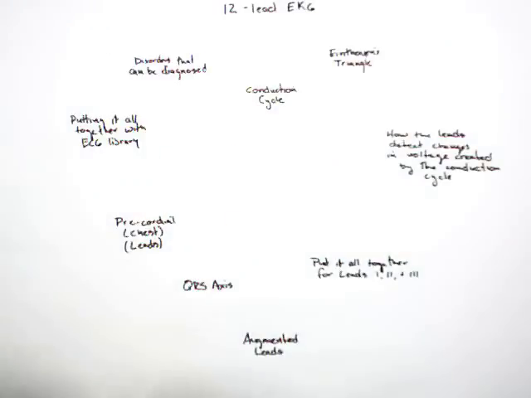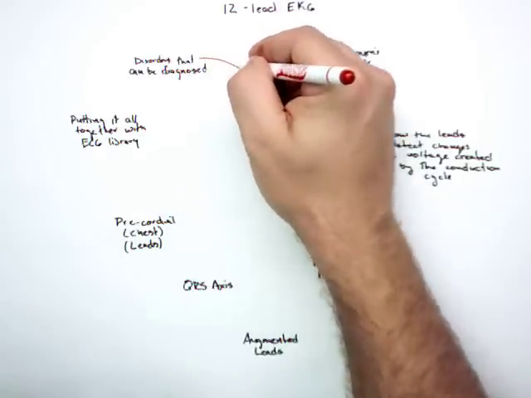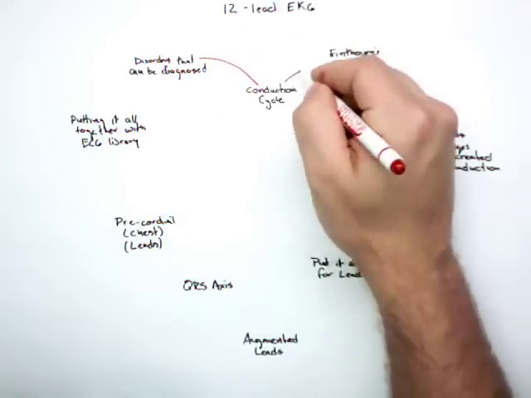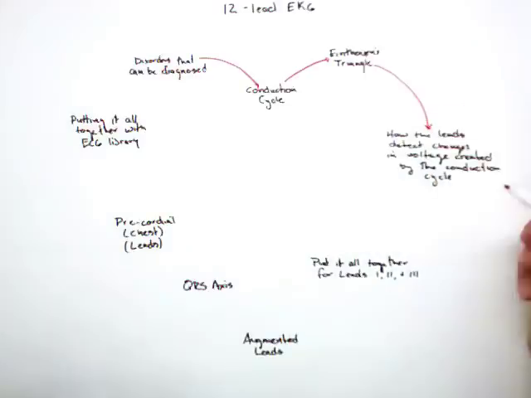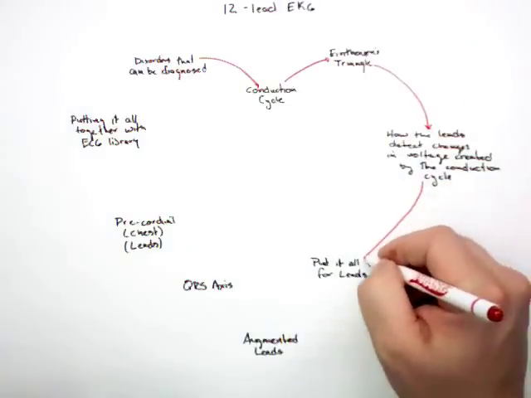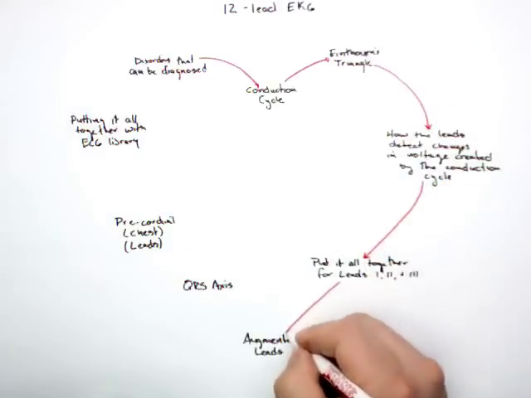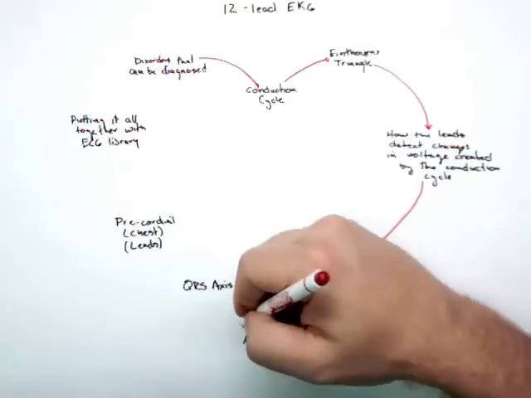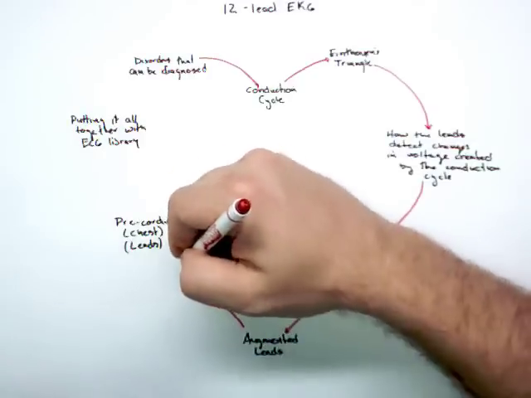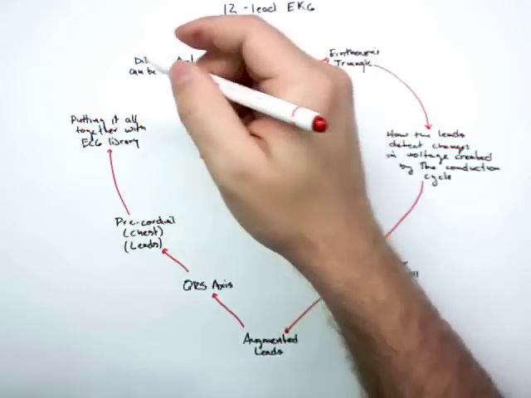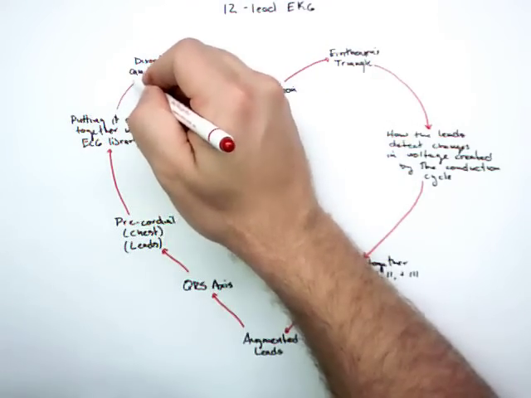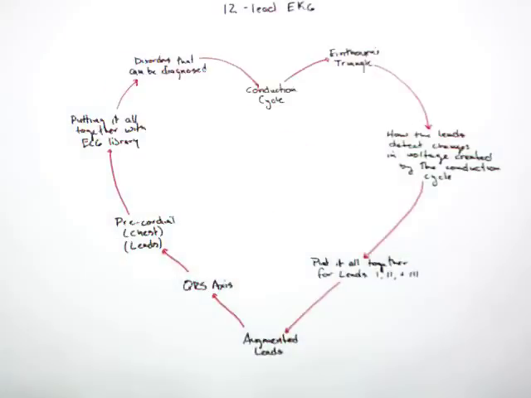So we've got a cycle: disorders that can be diagnosed, we've got to do the conduction cycle, then we'll do Einthoven's triangle, then we'll do how the leads detect changes, we'll put it all together, do augmented leads, QRS axis, precordials, and we'll come back to disorders that can be diagnosed.